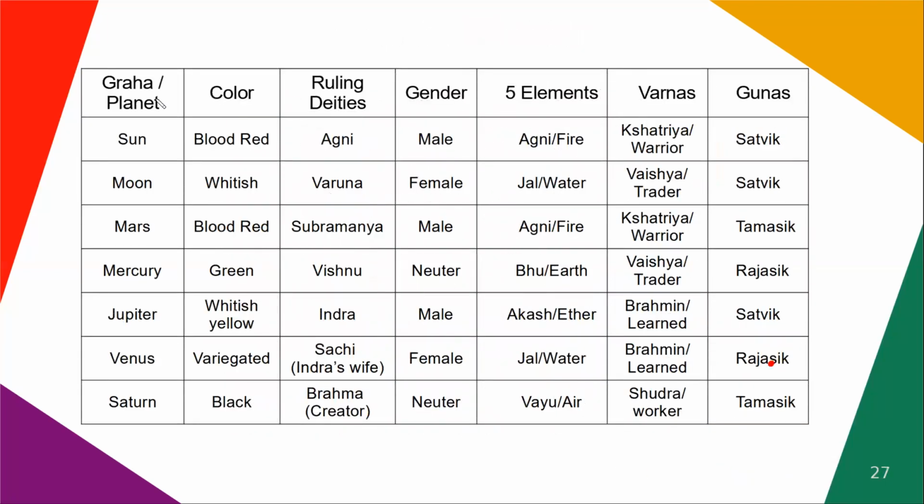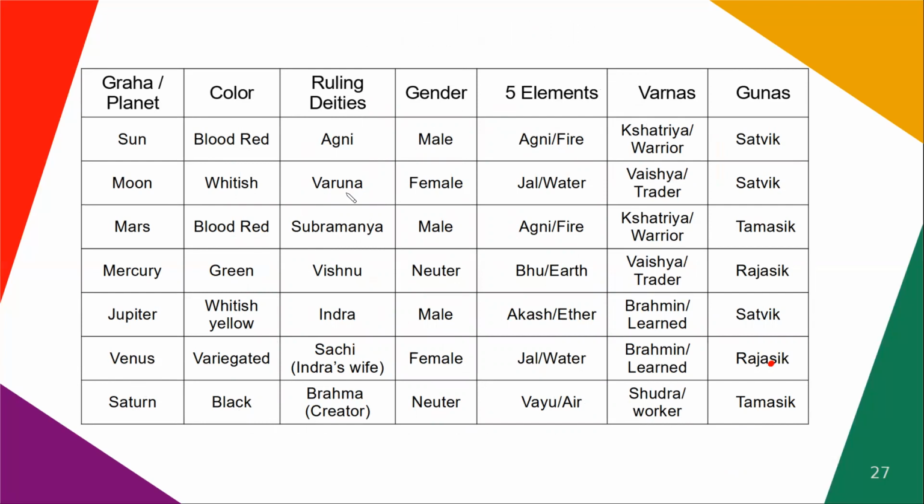So in this slide, we have the first column with the planets, the second column with their color, the third column with the ruling deities. So Sun's ruling deity is Agni.